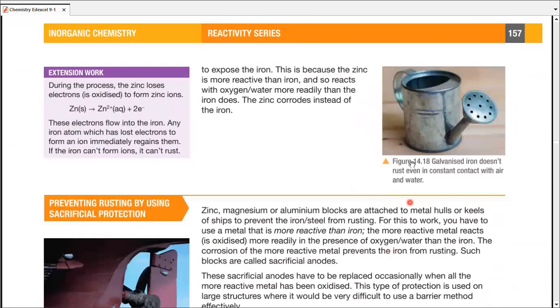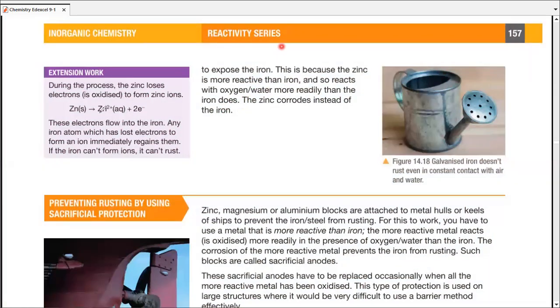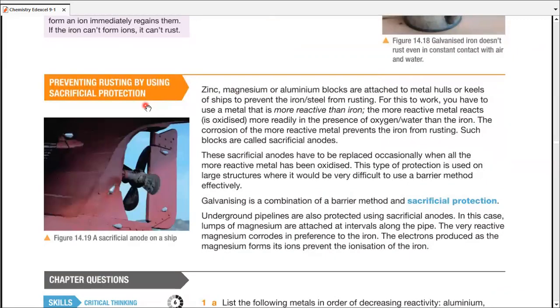So even if you expose the surface, zinc is more reactive. It reacts with oxygen or water more readily, so zinc corrodes and iron stays safe. In this corrosion process, zinc tends to lose electrons and form ions, and they don't let iron do the same. So iron does not get rusted, zinc does, right?